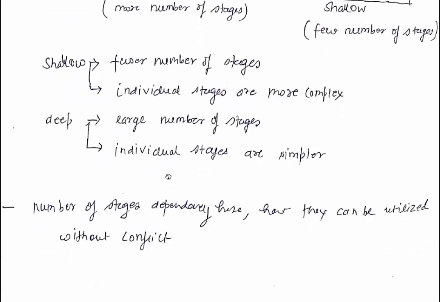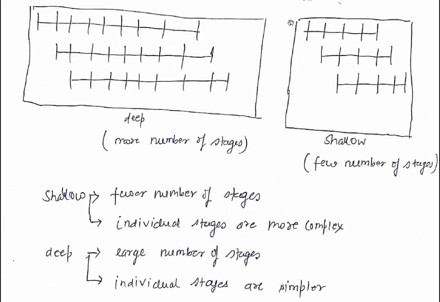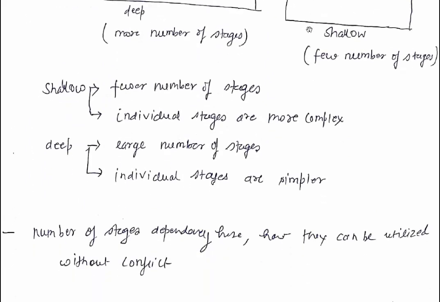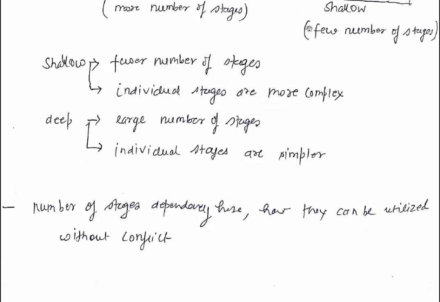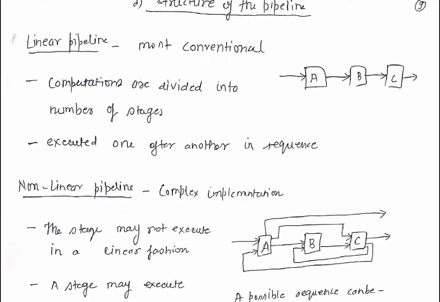A very important thing here is, if you have a number of stages dependent on each other, you cannot allow them to be executed without conflict. Let's say these 2 stages are dependent on each other. In that case you cannot allow operations without conflict. What a conflict is, I am going to discuss in the next slide.